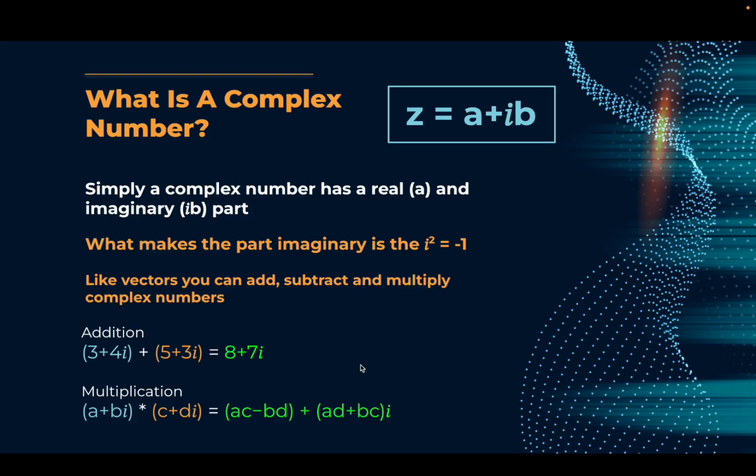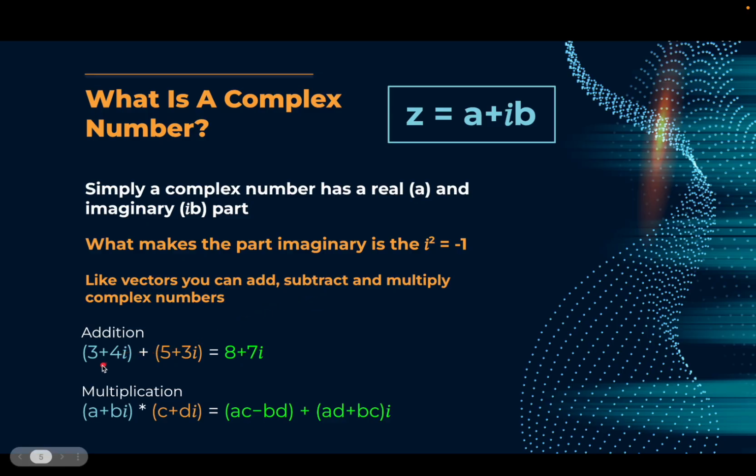So what is a complex number? You might have seen this in algebra before, represented as i. You can write a complex number z equals a plus ib, where a and b are real numbers and i is the imaginary unit. So simply imagine a complex number has a real part a, like we said, and an imaginary part ib. What makes the part imaginary is that i squared is minus 1. Like real numbers, you can add, subtract, and multiply these numbers.